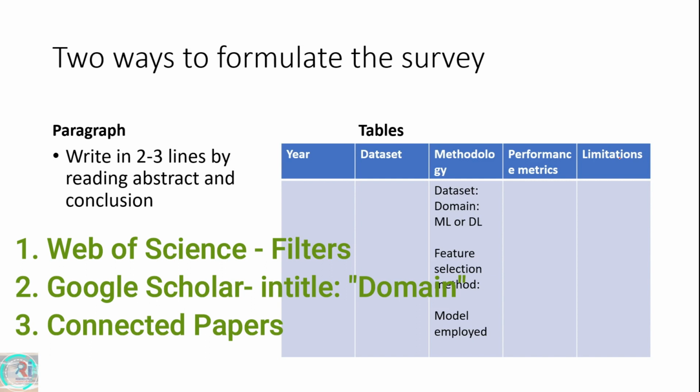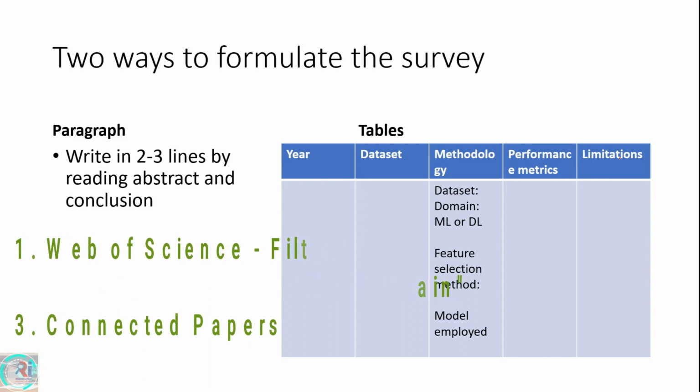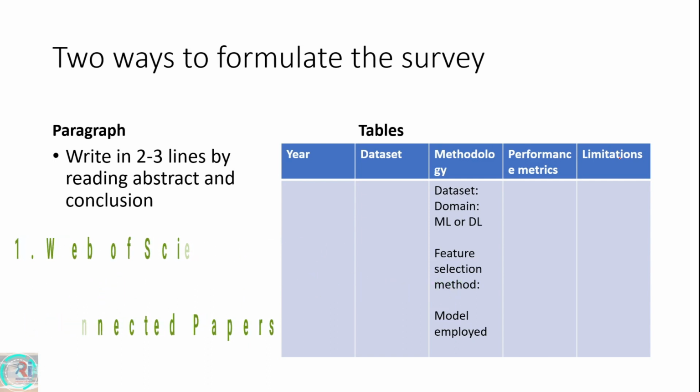The next one is Connected Papers. This is a very good website where a bunch of papers related to your domain will be generated, and you can download the similar papers available for the respective topic. Once you have downloaded them, you can write in two forms: one is paragraph and the other is tables.